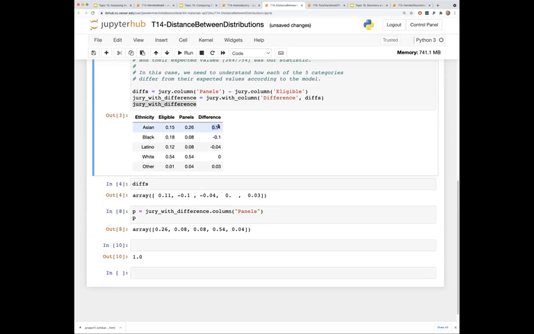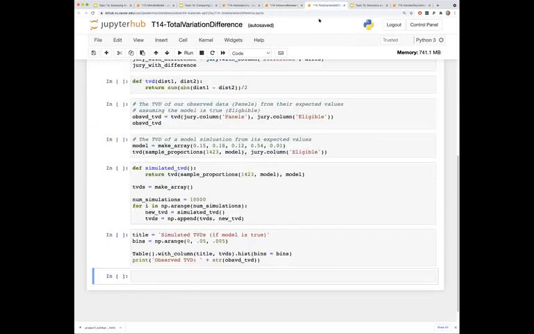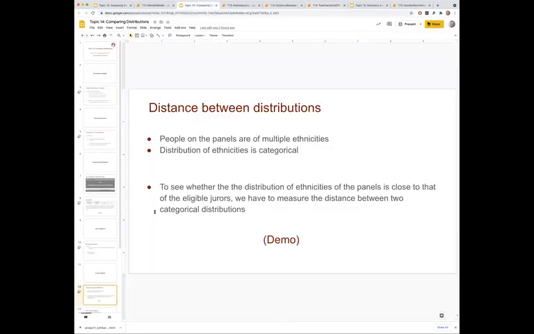But the point is that if we take the absolute value of each difference and take the sum of that, we're going to get 2 times the amount that we want. Because we're going to get the absolute value of the ones that are lower and the ones that are higher. And so the statistic that we want is the sum of the absolute values divided by 2. And that is going to be our total variation distance. And that is the statistic that we're going to use.